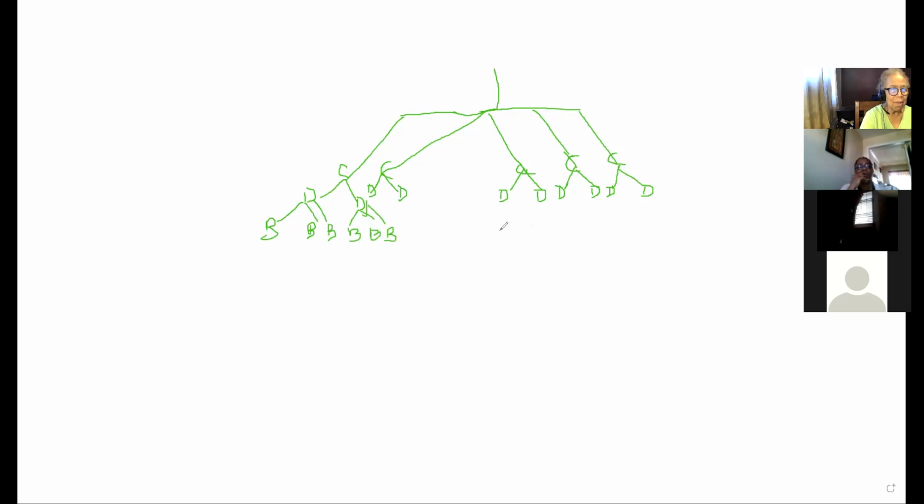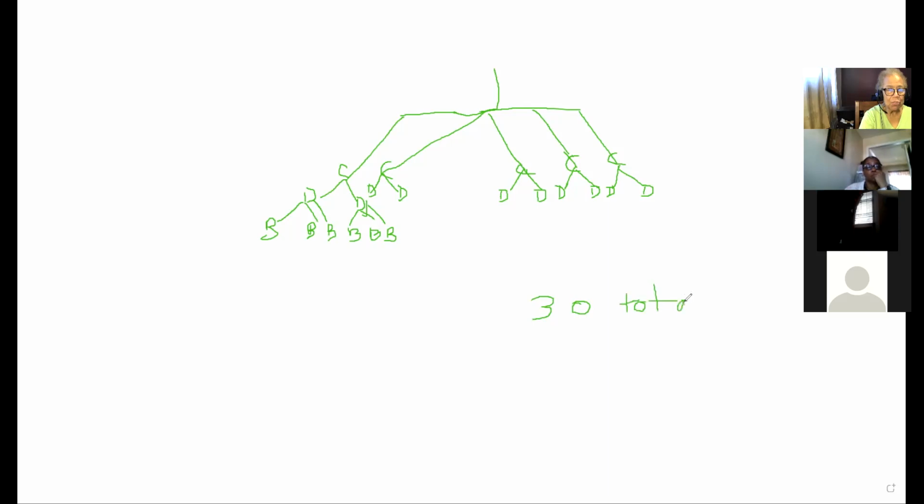Brother will be 5. Add up these: 3, 6, 9, 12, 15, 18, 21, 24, 27, 30. So you'd have 30 total, right? Same thing we got when we multiplied, except this way takes more time.